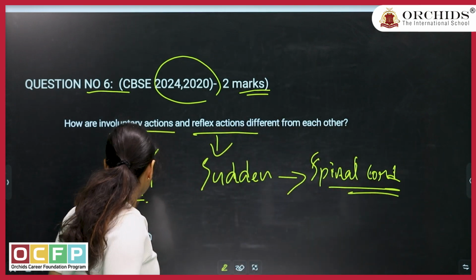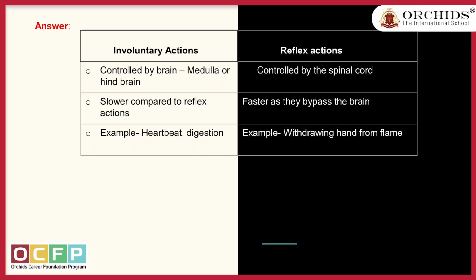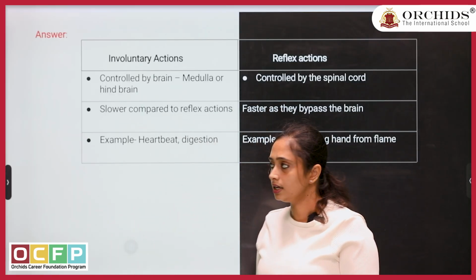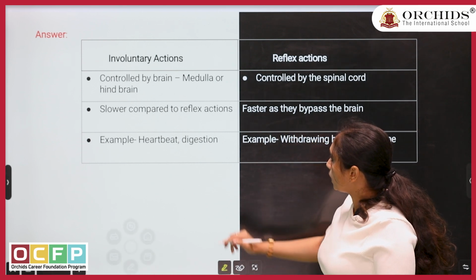So let's see the pointers also. When you see the pointers, you can see the answers here. Involuntary and reflex. It's a 2-mark question, so you don't need to elaborate the answer too much. According to the marks, you can write the points. So see the points here.